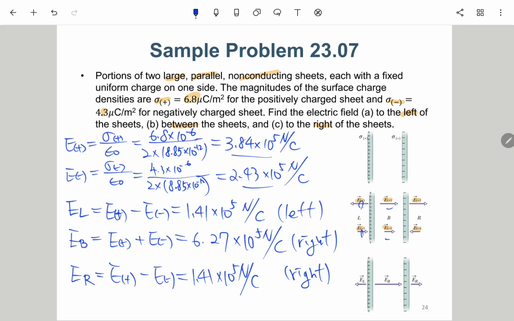According to this figure, you can see that E plus has a larger magnitude, so E plus determines the direction. I think this one is quite straightforward. Just use sigma over epsilon naught, plug in the numbers, and then finally add up.